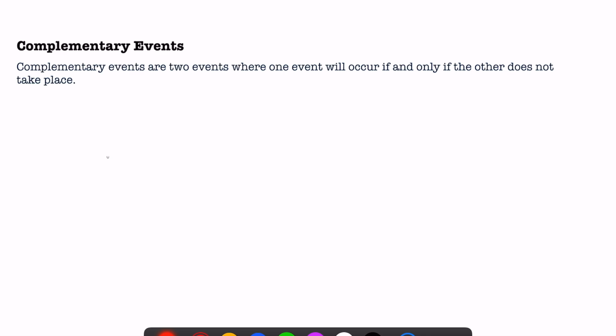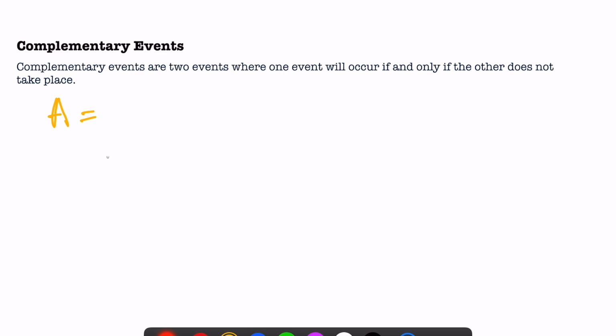Complementary event. Complementary events are two events where one event will occur if and only if the other event doesn't occur, doesn't take place, right? So how do we represent a complementary event?